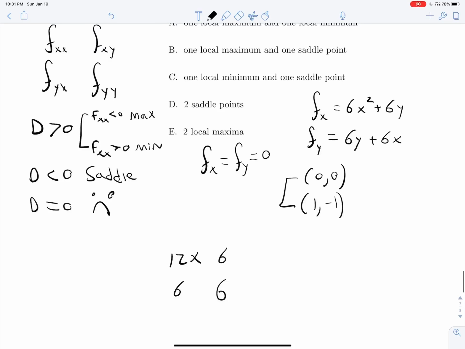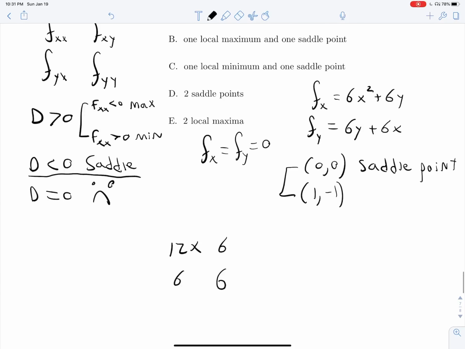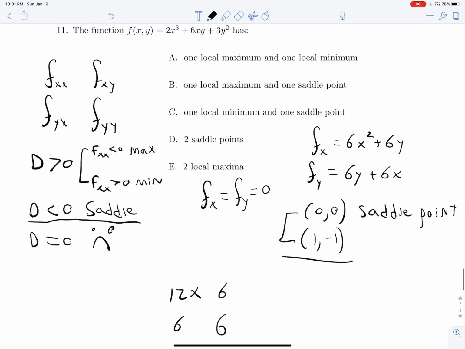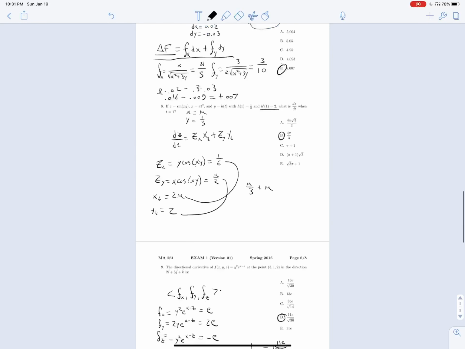So we know that this is going to be a saddle point, and we can just take a look over here. That was our rule. If the determinant is less than 0, we're dealing with a saddle point. And finally, for this guy right here, if we plug in 1 for x, we are going to get a positive determinant with a positive fxx, so that will be a local minimum. And so our answer for 11 is C.